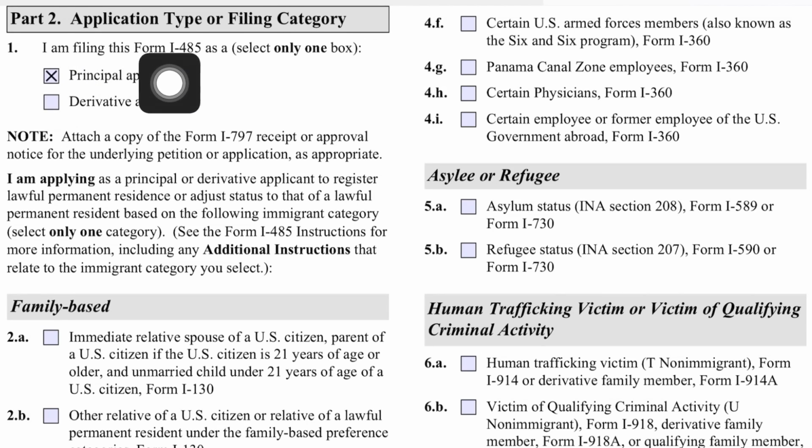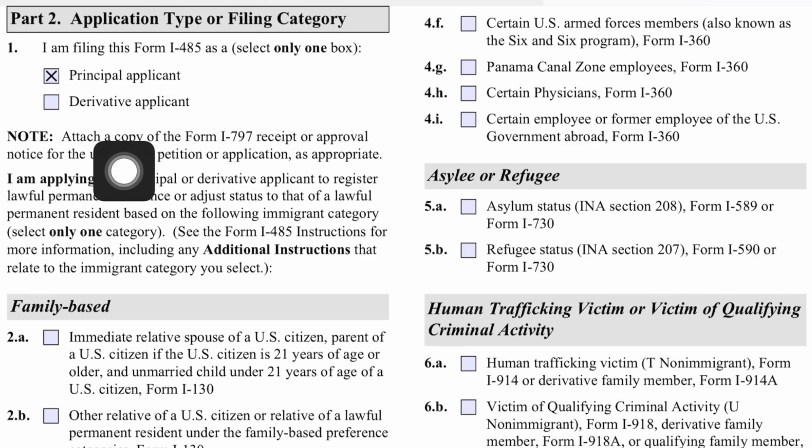I am applying this form I-485 as a principal applicant. So I am the principal applicant. I am the only one who is applying for this adjustment of status. But if you have a child or children, you might put derivative applicant. But if you are the fiancé, you need to put principal applicant.